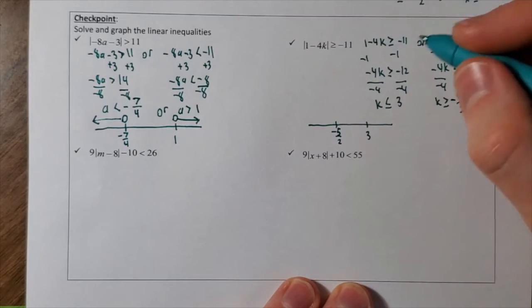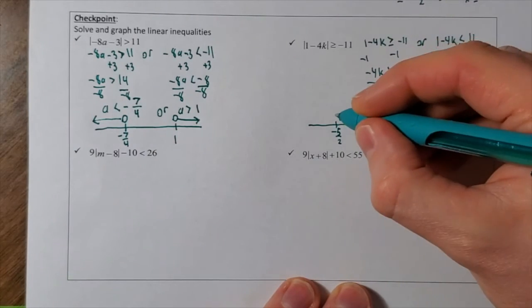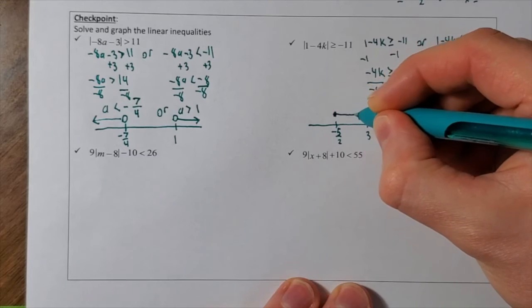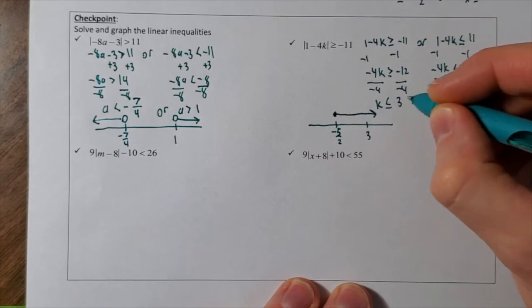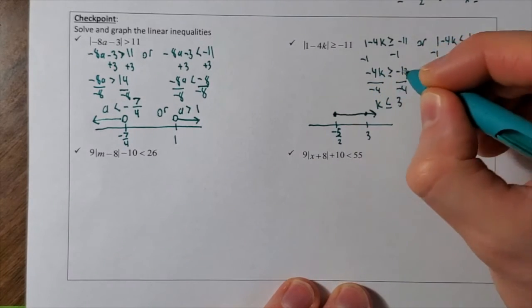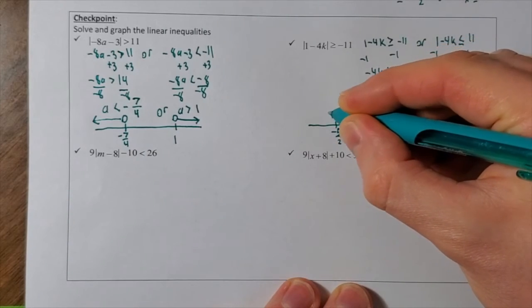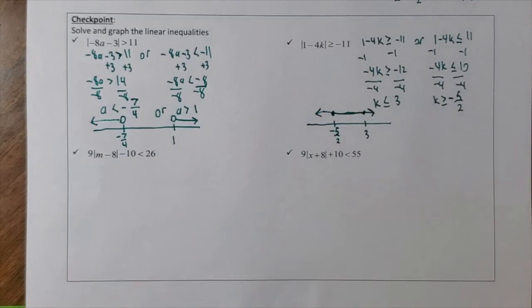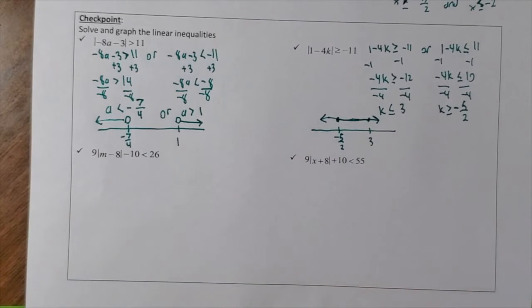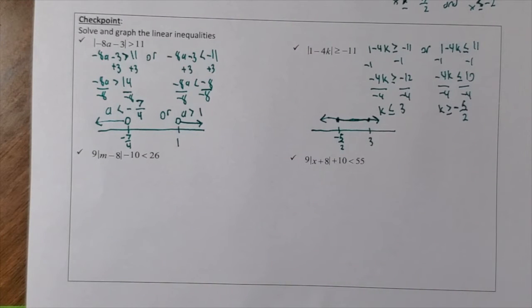Now we're saying that k can be greater than or equal to, so let's use a closed dot here, our -5/2, and less than or equal to, so we use a closed dot here again for our 3 and shade the other direction. Now we can see that we have arrows pointing either way indefinitely across our whole number line.